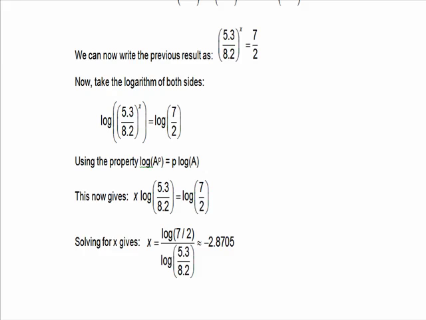2.8705. Again, the book might write the answer as the log of 7 minus the log of 2 in the top over the log of 5.3 minus the log of 8.2 in the bottom. Or if I actually had done the algebra a little differently, I might have actually had the log of 2/7 divided by the log of 8.2 over 5.3.